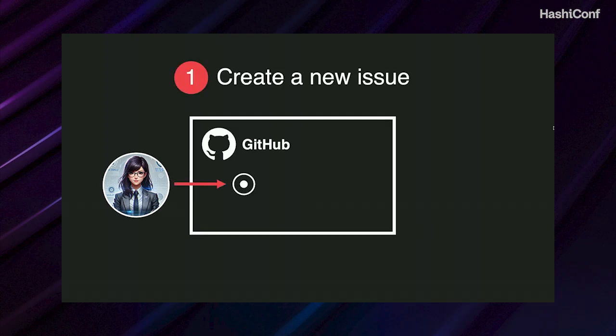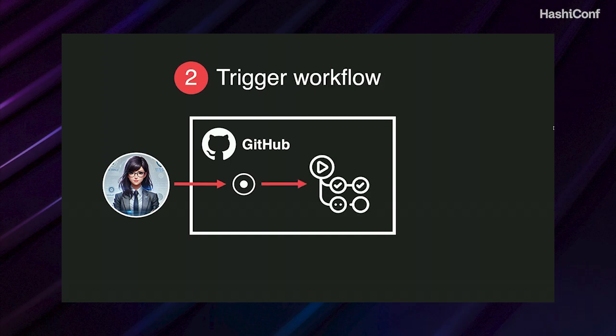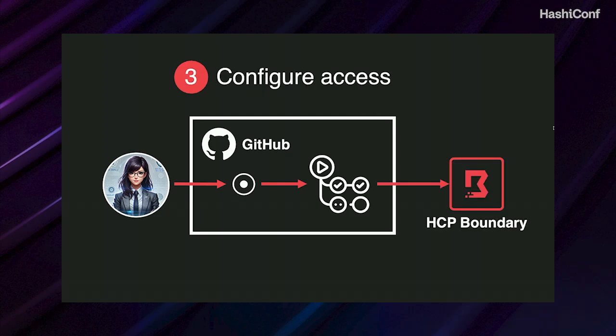And in this issue, she will specify what target she's trying to access, for how long she requires this access, and why she needs this access. So she submits the issue. This will trigger a GitHub Actions workflow, and this workflow will interact with Boundary to set up the required access. So what we have here is sort of an issue ops approach, where we're using issues to drive automation in our environment. In this case, it's the creation of an issue which starts a workflow.